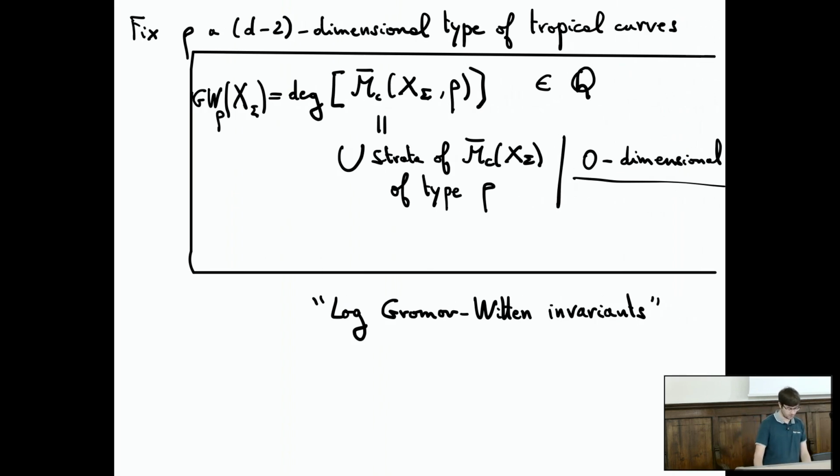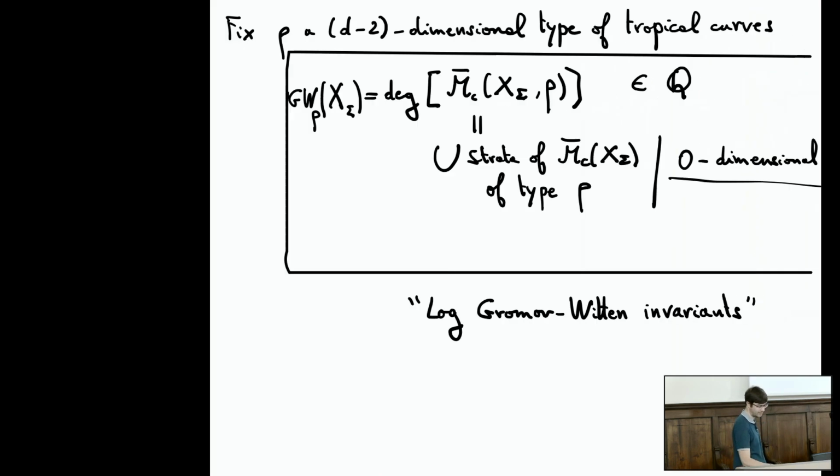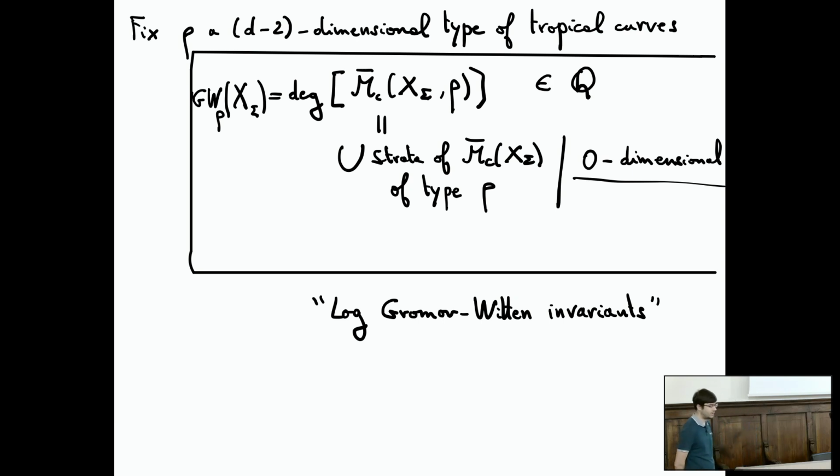So in practice, we'll fix some rho, which is some d minus 2-dimensional type of tropical curves. So, for example, in this example where d equals 3, either the green part of the picture or the orange part of the picture. And then you can look at all the 0-dimensional strata in your moduli space of this given type, and then roughly you count the 0-dimensional strata. And you get a number identified by GW rho x sigma.